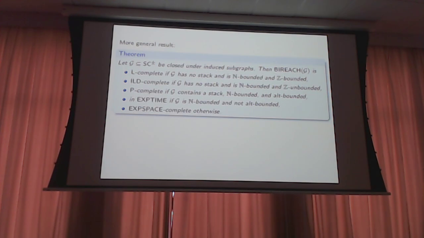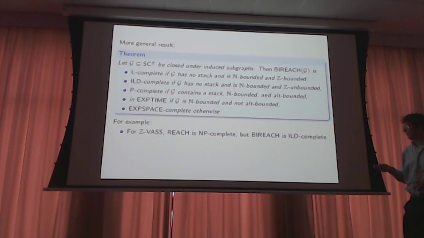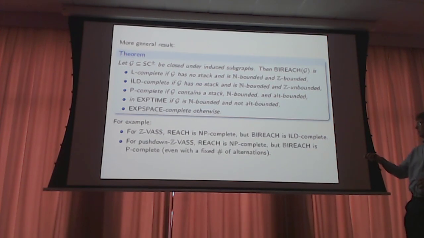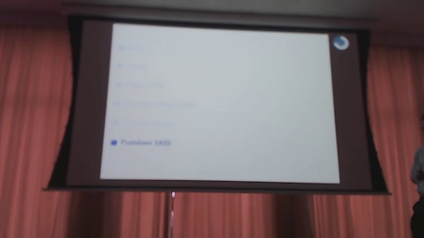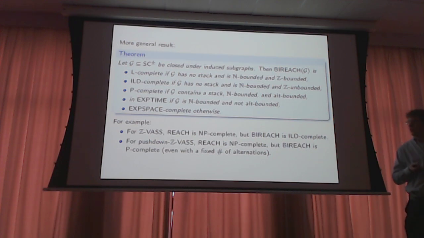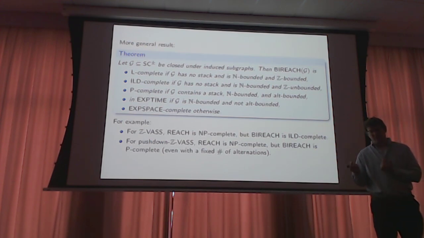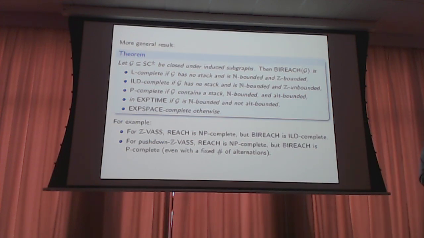So this is almost a complete picture. For example, we mentioned already some of them. So for ZVAS, you go from NP down to ILD. For pushdown VAS, you go from NP complete to P complete, even if you have a fixed number of alternations of building stacks and other counters. And I could also mention there is a subclass of right-angled Artin groups, for which this result yields polynomial time subgroup membership. So this is a way where bidirected results from infinite state systems can give back to the group theory.